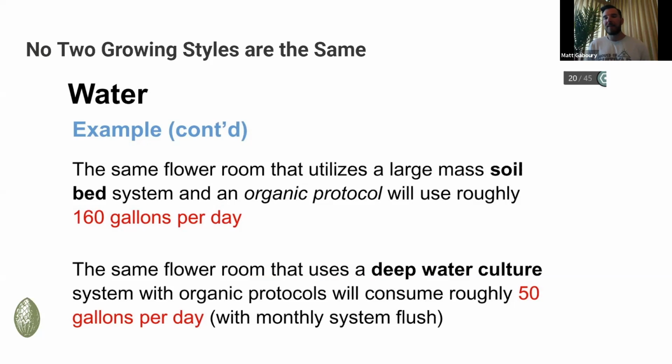And then the last example that we show here is a deep water culture system. So this is totally removing the medium, just having water as that substrate, and essentially doing one monthly flush, which requires an organic protocol within that deep water culture system. And typically the plants are only using what they are actually consuming as well as transpiring, and you don't have as much runoff or water waste. So you're really only using about 50 gallons of water per day.